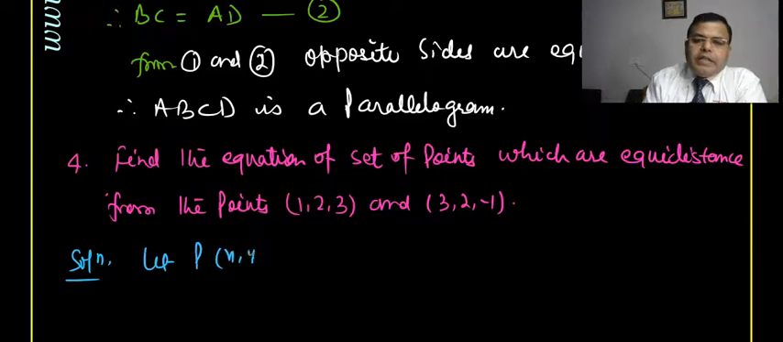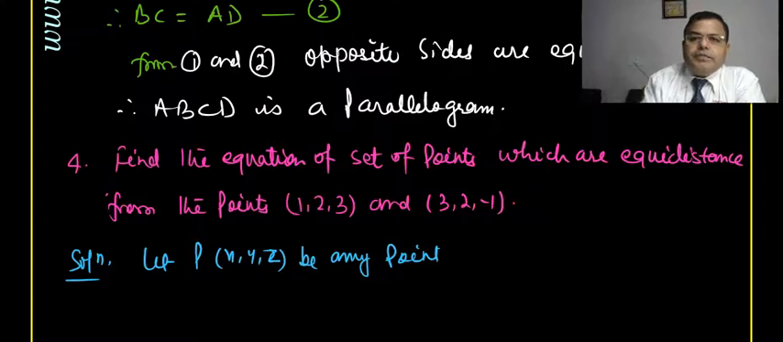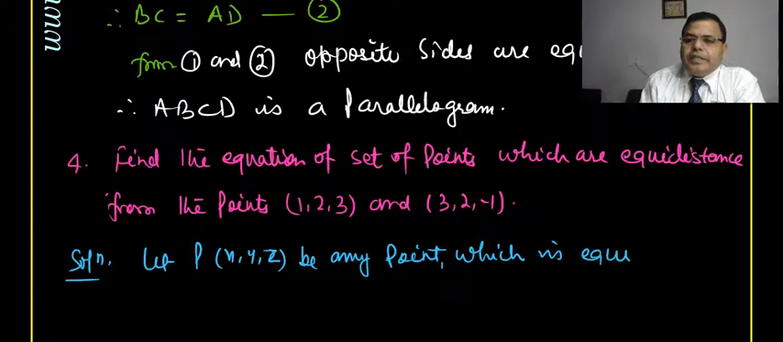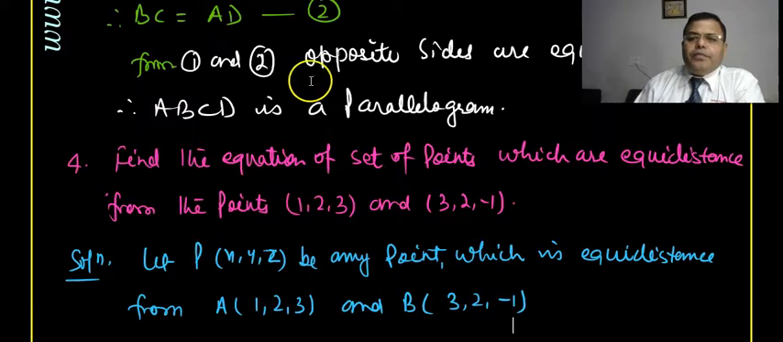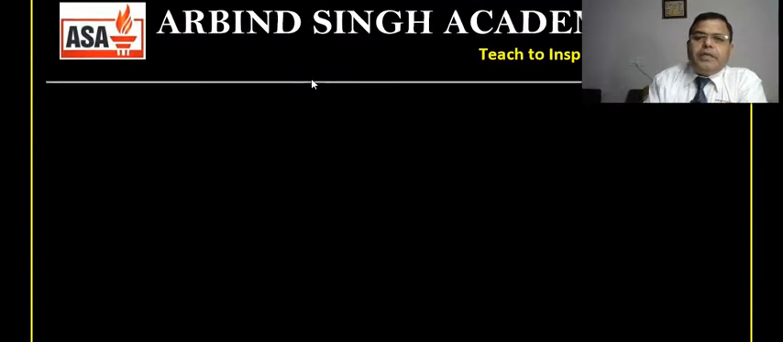Let P(x, y, z) be any point which is equidistant from the points A (1, 2, 3) and B (3, 2, -1). And therefore PA is equal to PB.